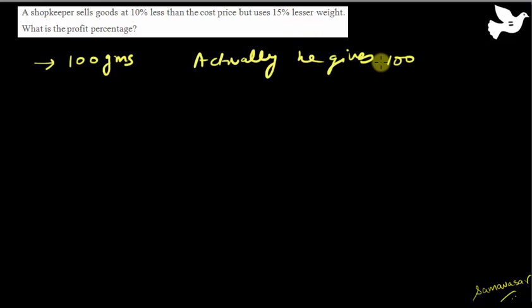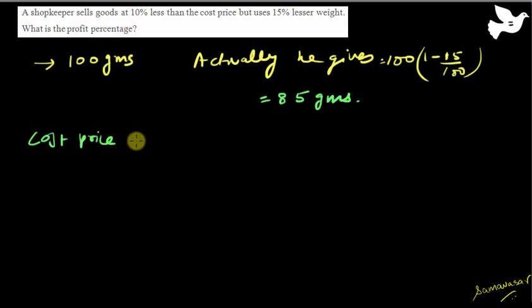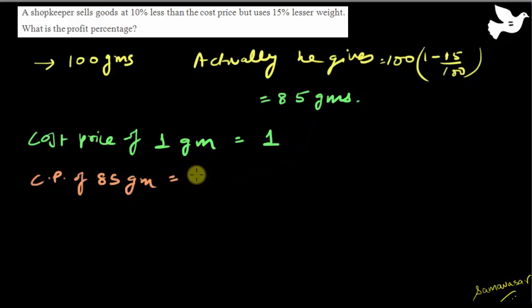15% less, so he gives 100 into 1 minus 15 by 100. So he is actually giving away only 85 grams. Now let me assume the cost price of 1 gram is equal to 1. Now let us see what he is doing. He is selling 85 grams. The cost price of 85 grams is equal to 1 into 85, that is rupees 85.